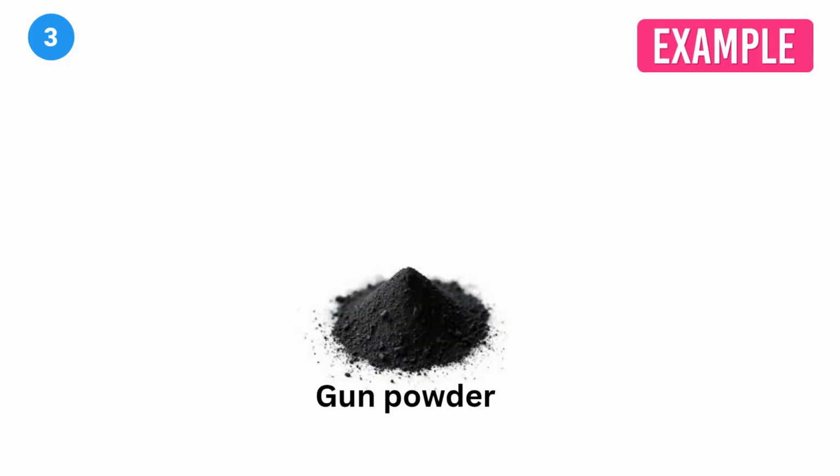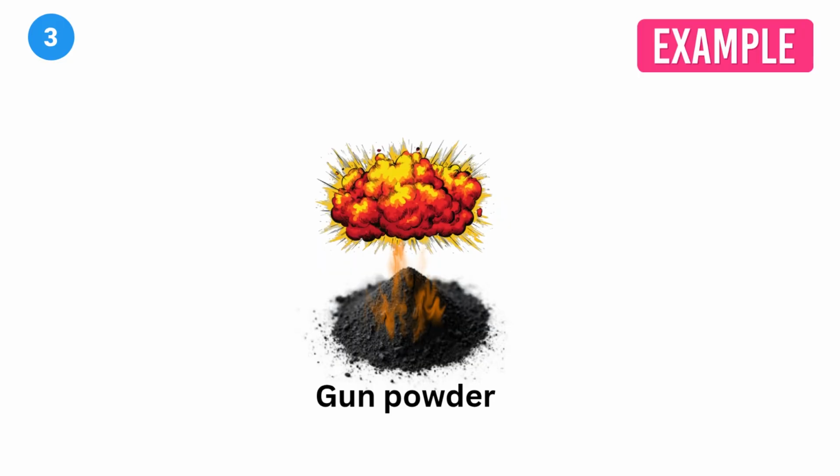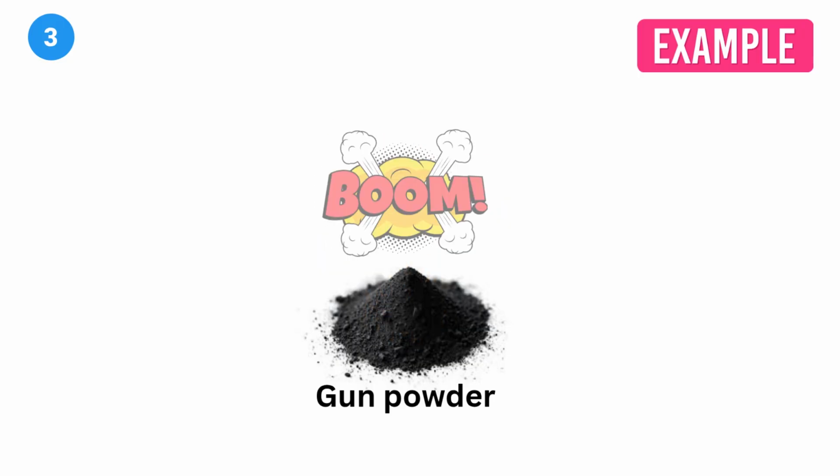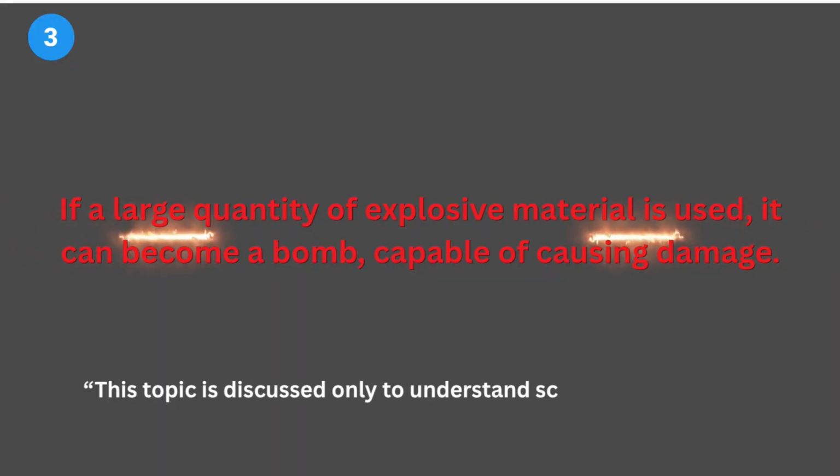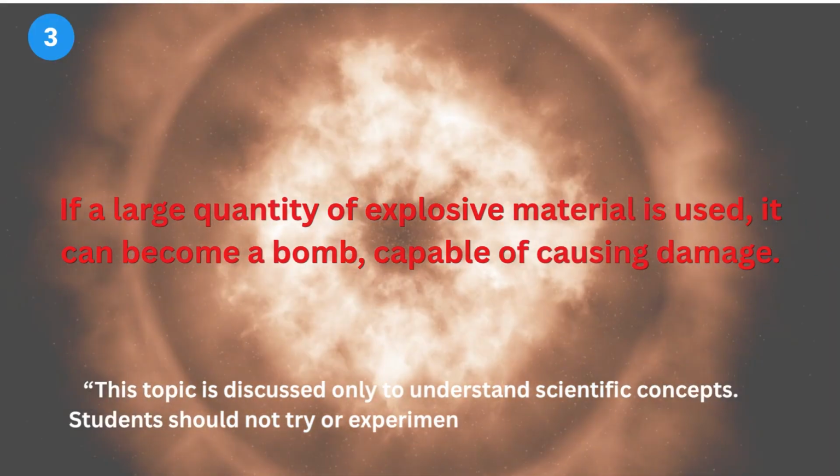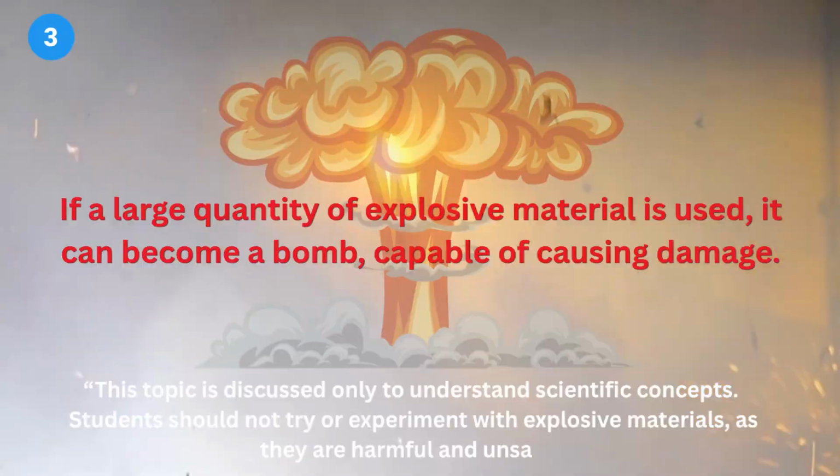One common substance used in explosions is gunpowder. When it burns, the reaction happens extremely fast, producing sudden expansion of gases, which causes the explosion sound. If a large quantity of explosive material is used, it can become a bomb capable of causing damage.